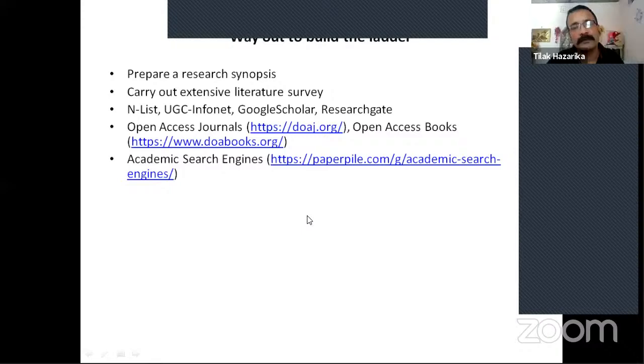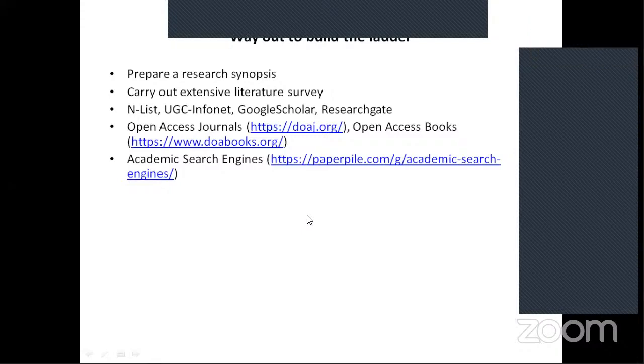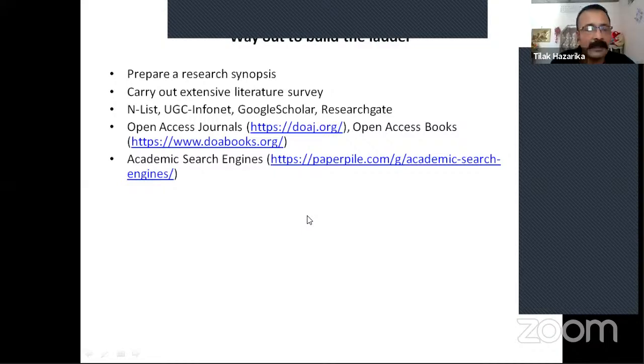So one of the problems is that different databases cover a different number of journals, and that is distributed in different platforms. So it is time consuming to move from one database to another database and keep on moving from different databases.